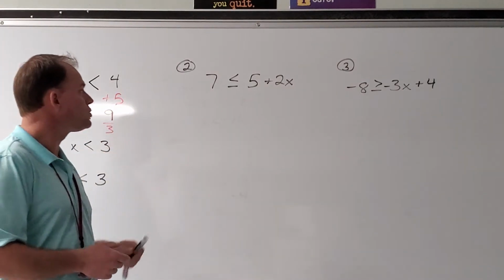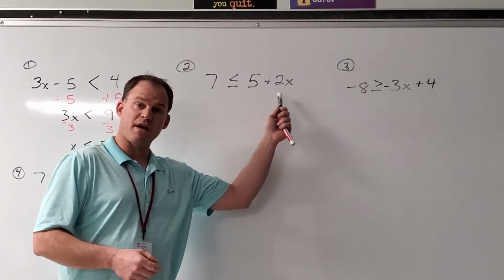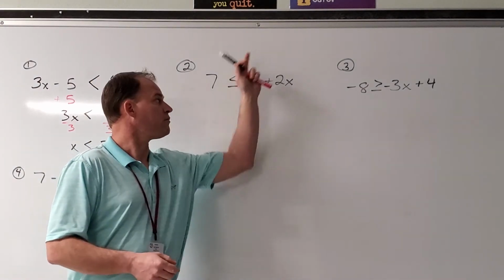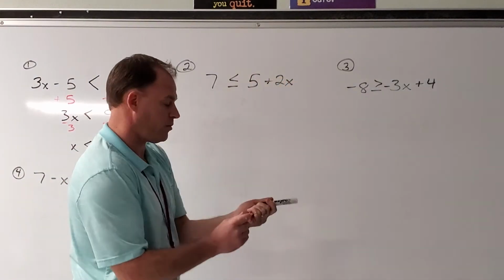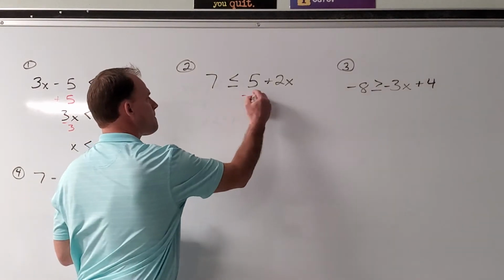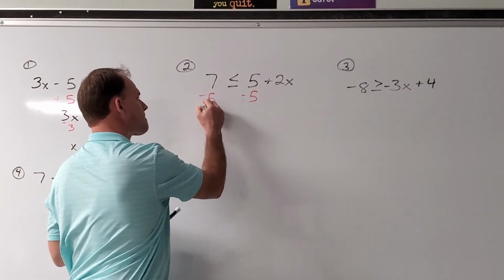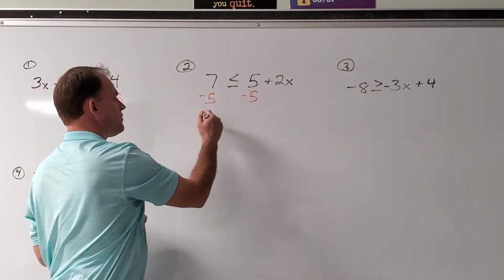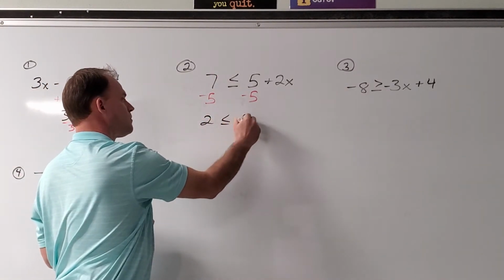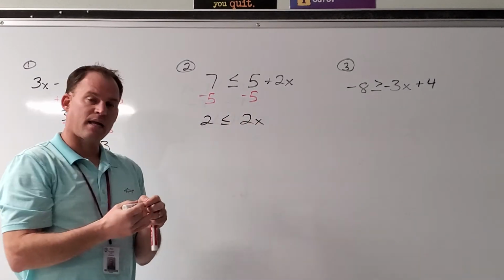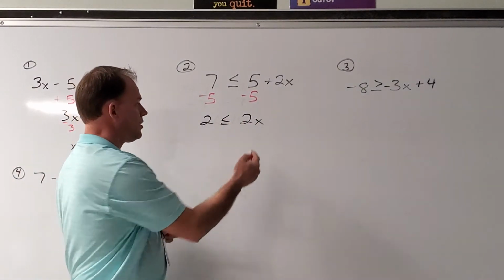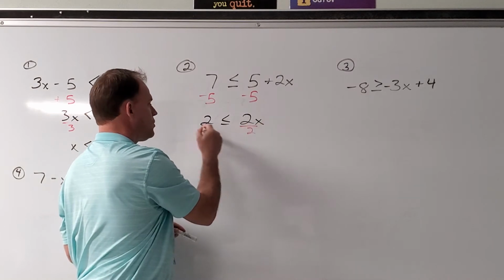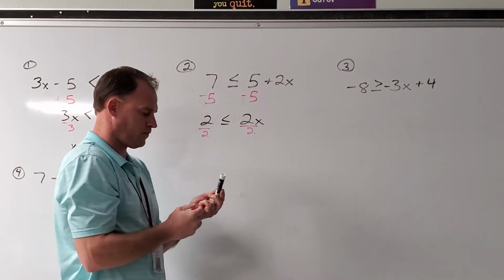Number 2. Work from the variable side of the problem. The variable's on the right. I got to get that variable by itself. So I'm subtracting 5 from both sides. 7 minus 5 is 2. Now I need to get the variable alone. I got to divide by 2 on both sides.